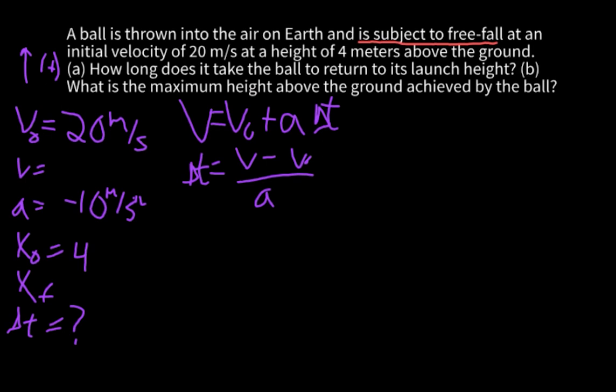If we plug in all of our variables from this chart over here, that's why it's really useful to make a chart, we would have 0 minus 20 divided by negative 10, and that will give us a time of 2 seconds for the ball to reach its maximum height above the ground, which we should use for part B. So keep in mind this 2 seconds right here.